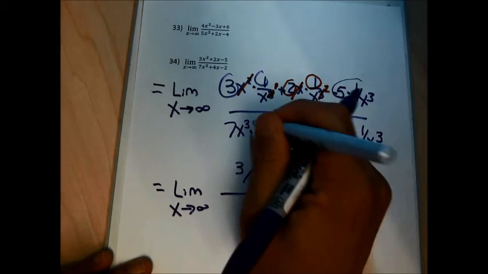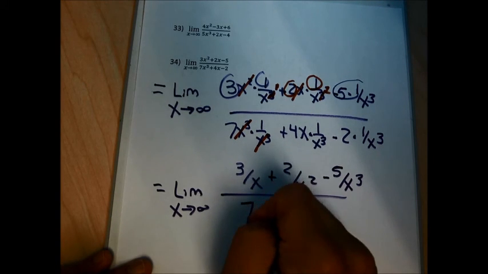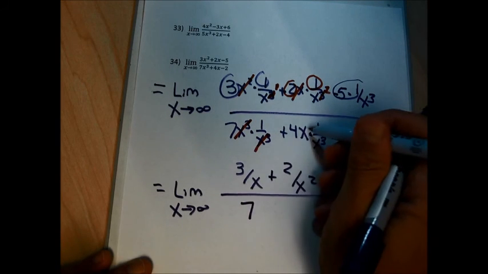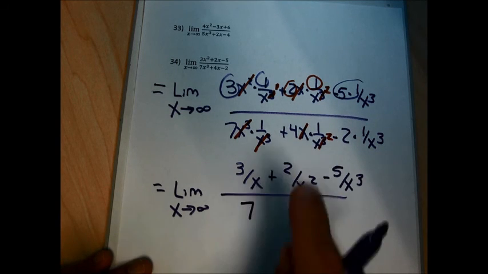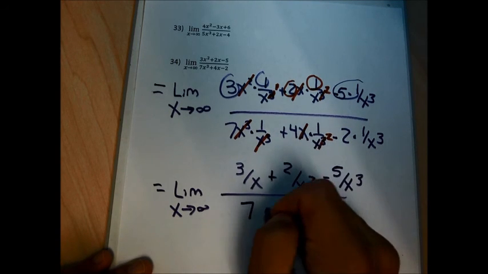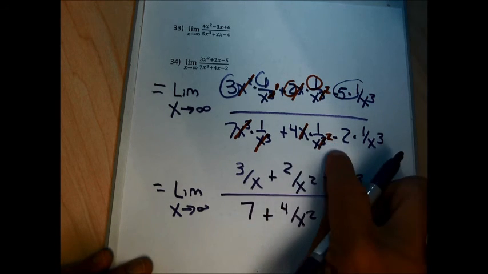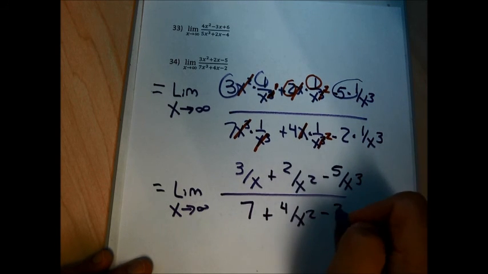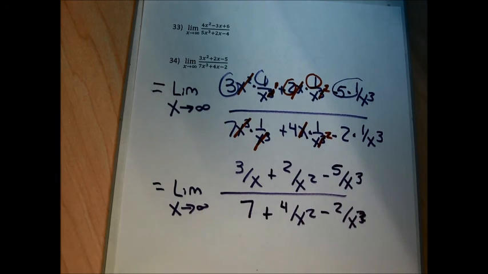Move down to the denominator, cancel the fractions for the first piece. I'm left with 7 times 1, which is 7. Second piece, the x's cancel a little bit. I'm left with an x squared in the denominator and the 4 times 1, which is 4 in the numerator. Last piece, nothing cancels. I multiply the 2 times the 1 and get minus 2 over x cubed.